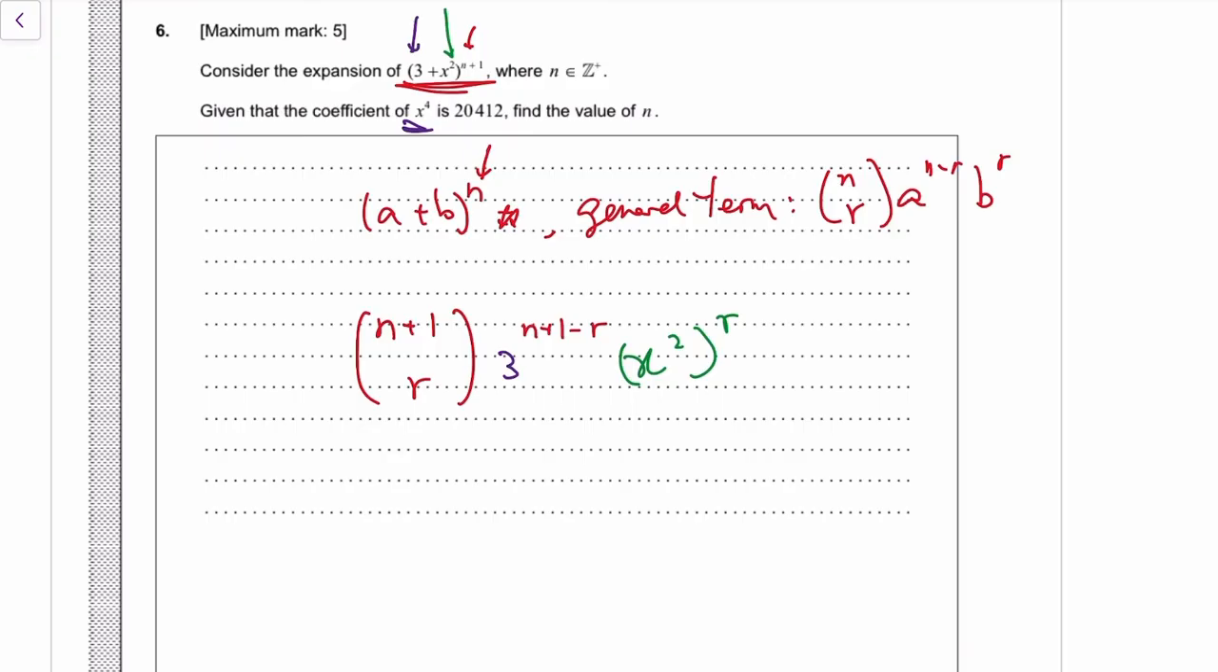And then the key is you kind of guess what r should be, so that you can have x to the power of 4. This time it should be obvious. You have x squared to the power of r. So if you want an x to the power of 4, you make r to be 2. So say you take r to be 2.